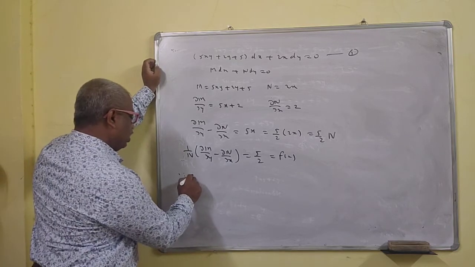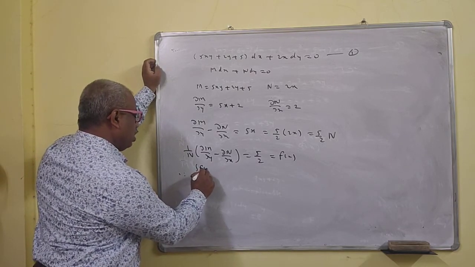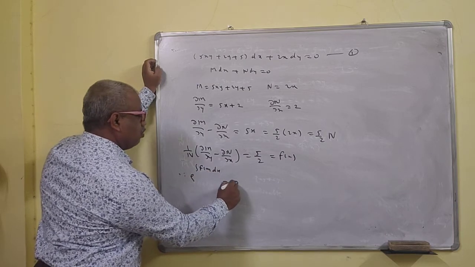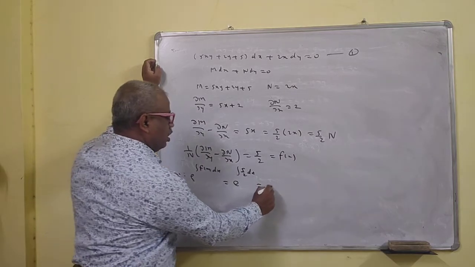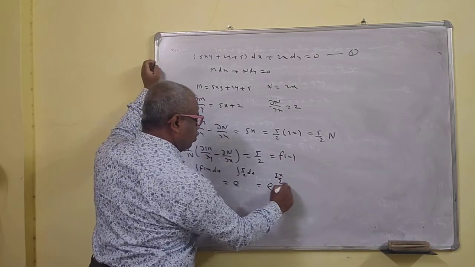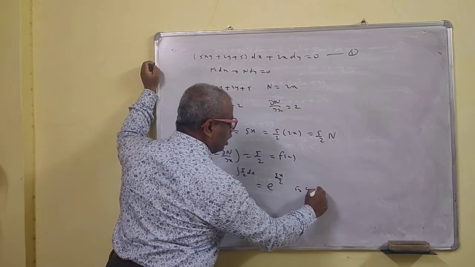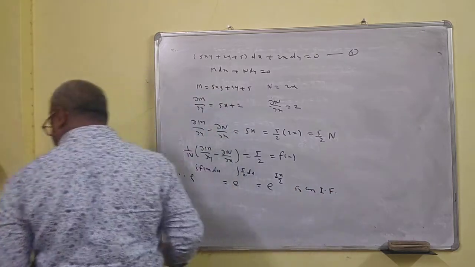Therefore e to the power integral f of x dx is equal to e to the power integration of 5 by 2 dx. So that is e to the power 5x by 2, which is an integrating factor.